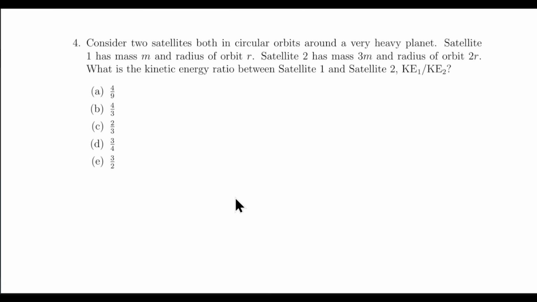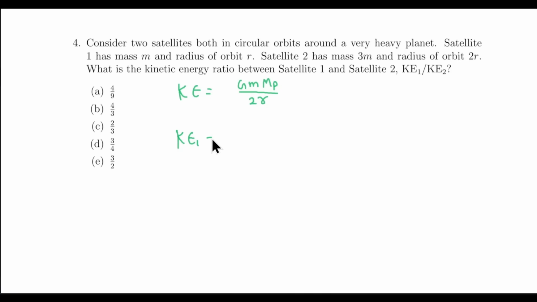All right, next question is, consider two satellites both in circular orbit around a very heavy planet. Satellite 1 has a mass of m, radius r. Satellite 2 has a mass of 3m, radius of 2r. What is the ratio of kinetic energy? The formula for kinetic energy of a satellite is given by G times m of satellite, m of the planet over 2 times r.